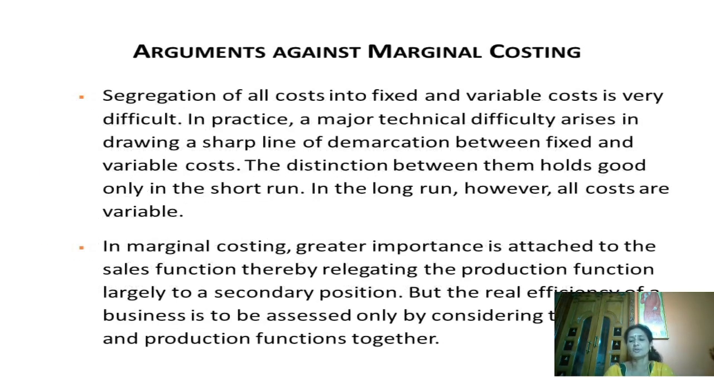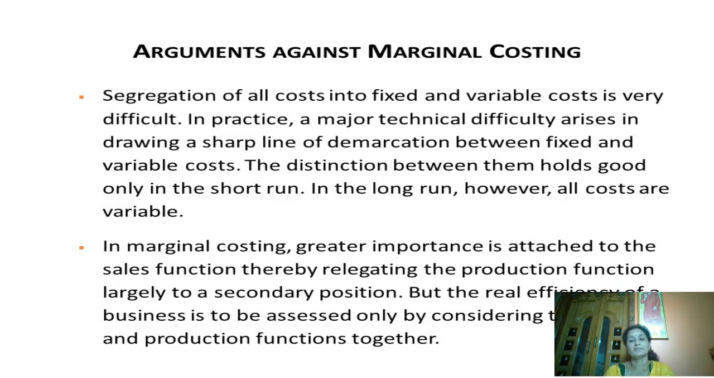Then, what are the arguments against marginal costing? Till now, we have discussed the need and the arguments for it, and in what ways it is useful for the development of the organization. Now, let's see the arguments against marginal costing. Segregation of all cost into fixed and variable cost is very difficult. In practice, a major technical difficulty arises in drawing a sharp line of demarcation between fixed and variable cost. This distinction holds good only in the short term. In the long run, however, all costs are variable.